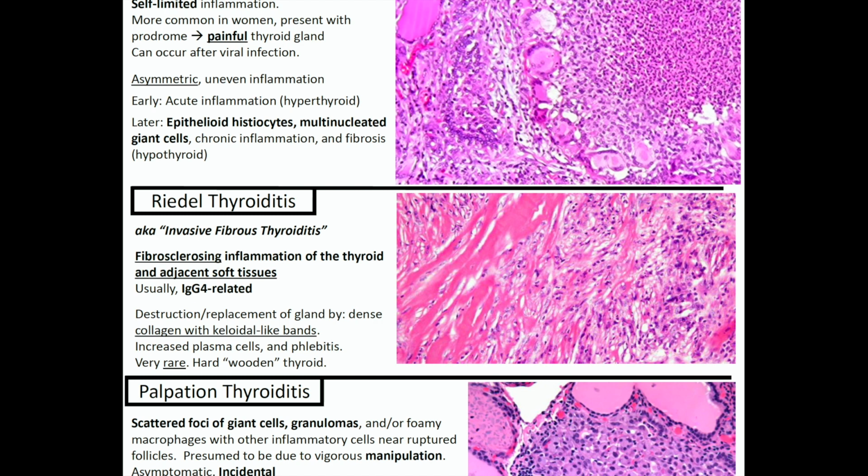And if you're palpating the thyroid vigorously, it's so close to the skin surface that you could actually be damaging some of the cells in the organ itself. So that would make sense that you may see some giant cells or other reactive changes.